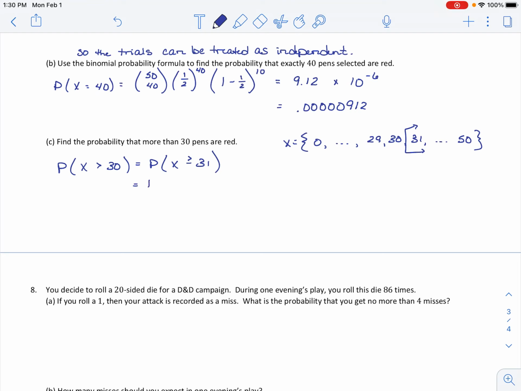Our calculators don't work with that. It works on the cumulative side of things. So I basically need to do the complement. I need to get rid of all this stuff I don't want. So I don't want 30 and below. So I'm going to do the complement of my binom CDF.